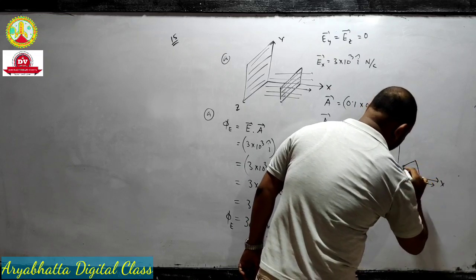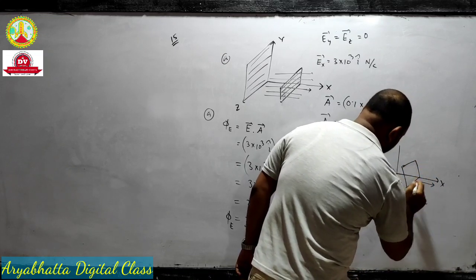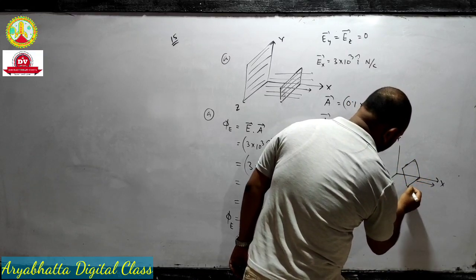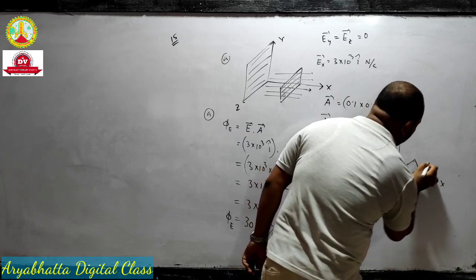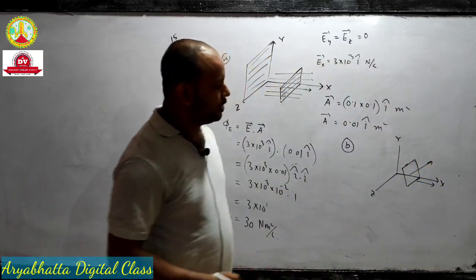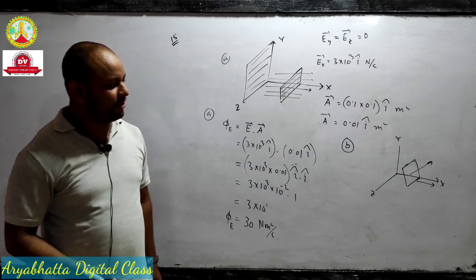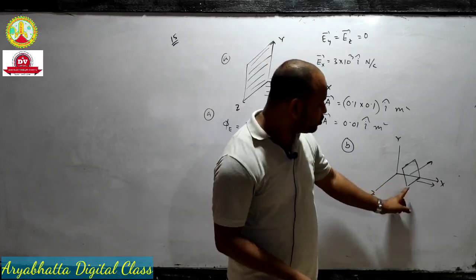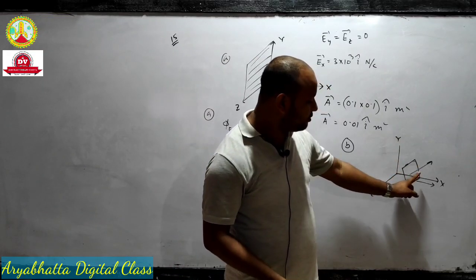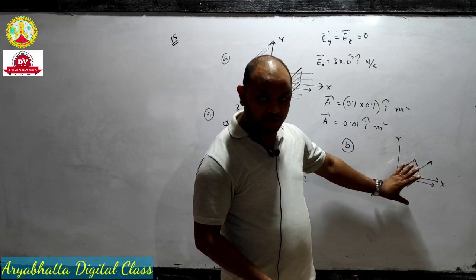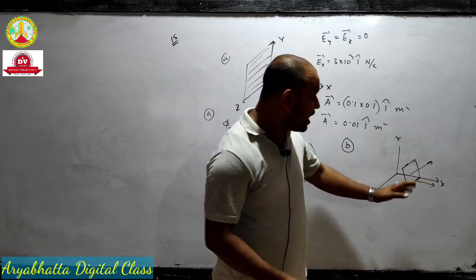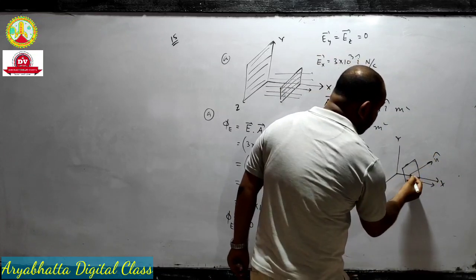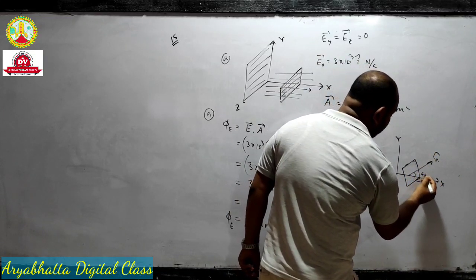If this is our square surface, the direction of area vector is always normal to the surface. You remember, the direction of area vector is what? It is always normal to the surface. This is a square of side 10 centimeter, and the direction of area vector is always normal to the surface, and this area vector will make an angle 60 degree with x-axis.